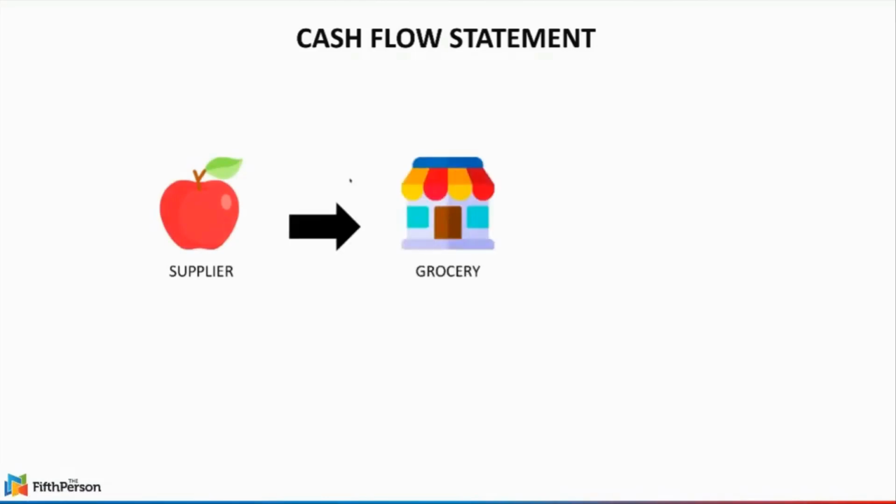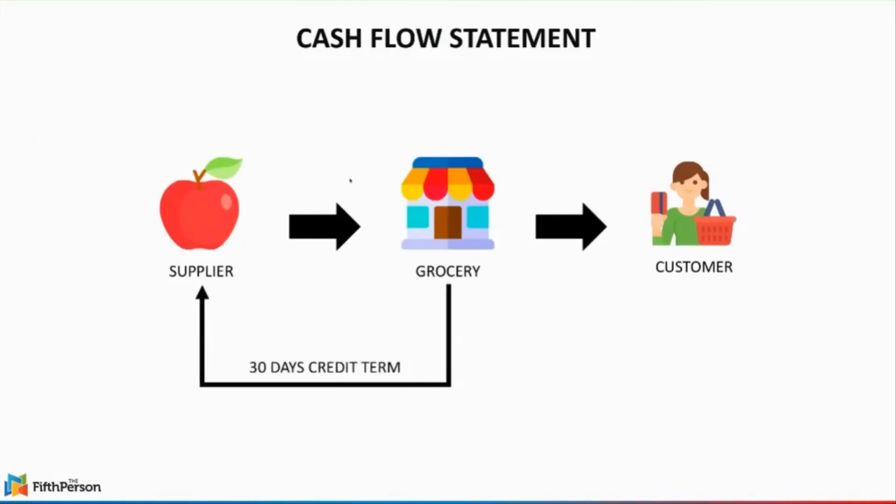Let me explain why we look at the cash flow statement. Let's say I'm an Apple supplier. I sell my apples to a grocery store, and the grocery store sells them to the customer. I give the grocery store a 30 days credit term, so they take 30 days to pay me back my money. That is what we call the receivable, which I talked about earlier under the balance sheet.